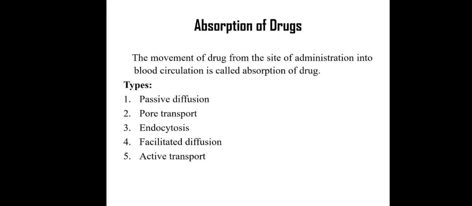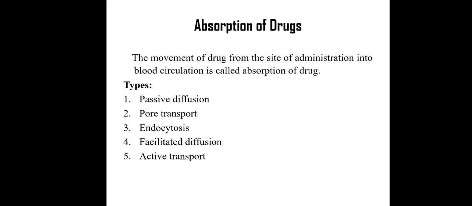Next, we will talk about the absorption of drugs. The movement of drug from the site of administration into the blood circulation is called absorption of drug. It means when we take any drug from any route or site, that drug enters the bloodstream, which is known as absorption. For example, when we take a drug orally, absorption will occur into the bloodstream from the stomach or intestine, which usually takes about 1 to 6 hours.